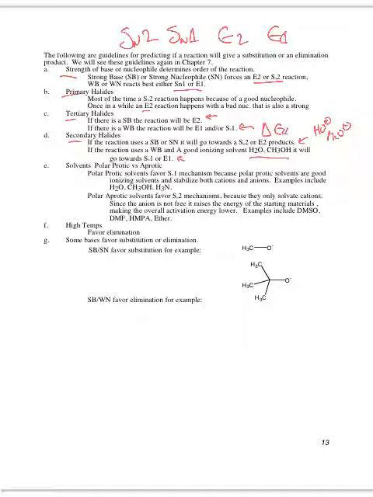If we have a polar protic solvent, it favors a 1 mechanism. If we have a polar aprotic solvent, it favors a 2 mechanism because they stabilize just the cation. And DMSO, DMF, HMPA, ether, and THF are excellent examples of polar aprotic solvents. High temperature favors elimination, so when you see the delta, that means we're heating the reaction, and that favors an elimination product. And some bases favor substitution. If they're small, like methoxide, hydroxide, they favor substitution, whereas something large like t-butoxide favors elimination.